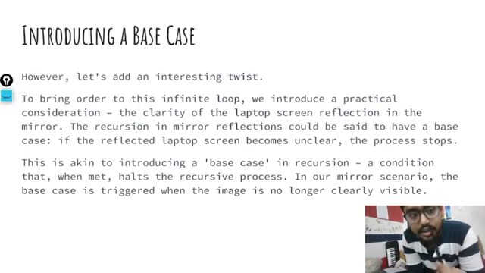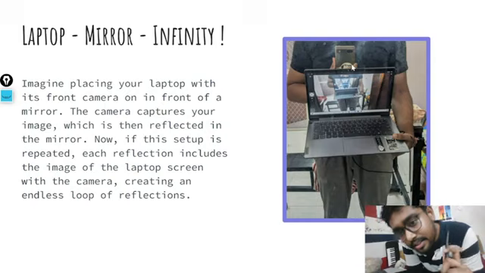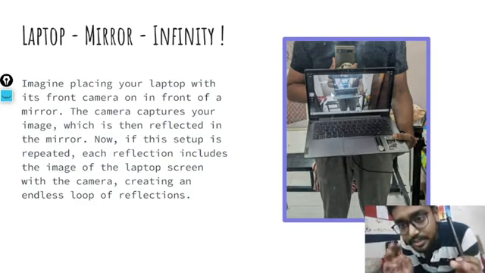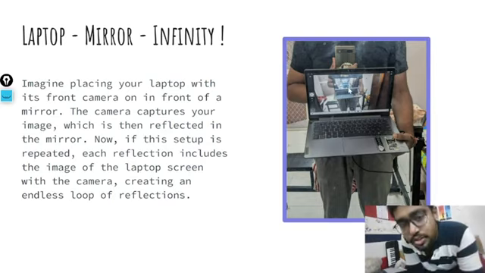We can add an interesting twist. To bring order to this infinite loop, we introduce a practical consideration: the clarity of the laptop screen reflection in the mirror. Now you may see that the reflection is theoretically happening infinitely, but you can see me only thrice. So what's useful to you in this practical situation is only 3 reflections, right? You can see me once, you can see me twice, you can see me thrice, and that's all. Then it's just some unclear image. The image is not clear anymore after that.